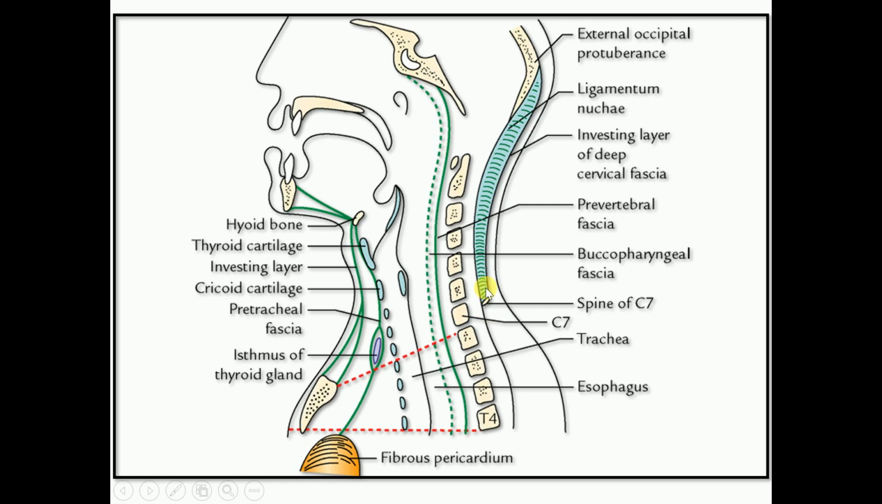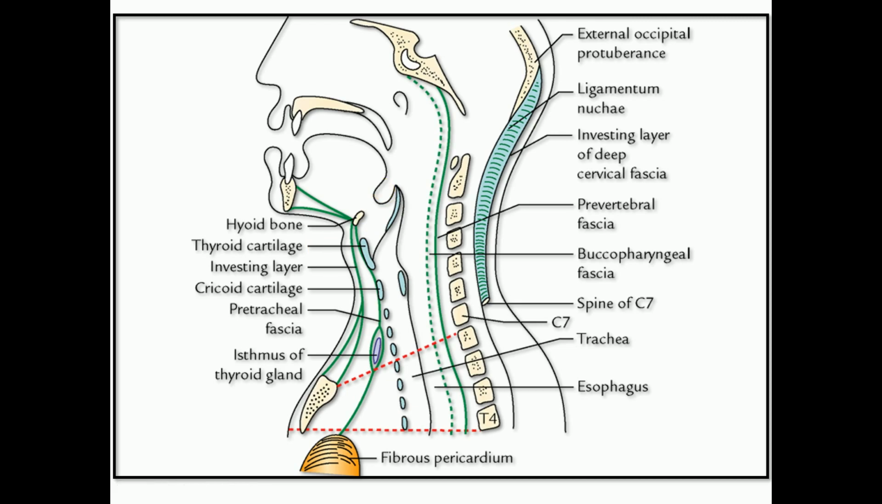Now the tracing of the investing layer, vertical as well as horizontal. Trace upwards above the hyoid bone here. It splits to enclose the submandibular gland, and the superficial layer covers the superficial surface of the gland, and it is attached to the lower border of the body of the mandible. Then the deep layer covers the medial surface of the gland, and it is attached to the mylohyoid line of the mandible. And posterior to the submandibular gland, at the lower pole of the parotid gland, it again splits and encloses the parotid gland.